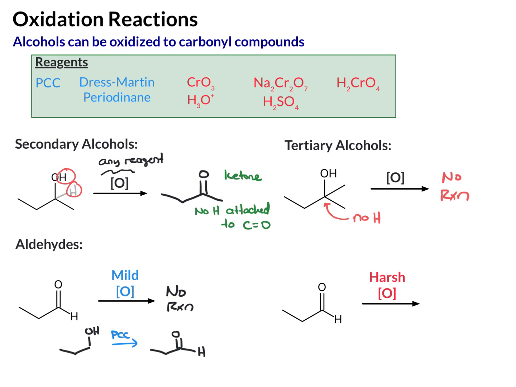But if we switch to a harsh oxidant, the aldehyde is an intermediate along the pathway of oxidation of a primary alcohol. And the aldehyde gets further oxidized to a carboxylic acid. So that's going to be the same thing here. This hydrogen will get oxidized to an OH. And here's your final product, the carboxylic acid. For this course, you're not going to be required to know the mechanism for any of these oxidation reactions.